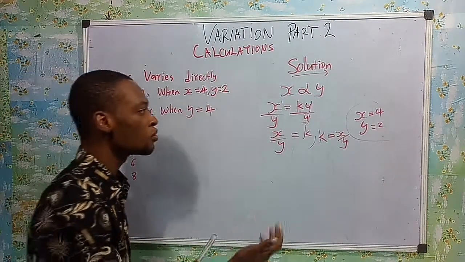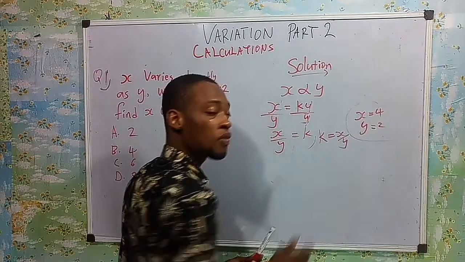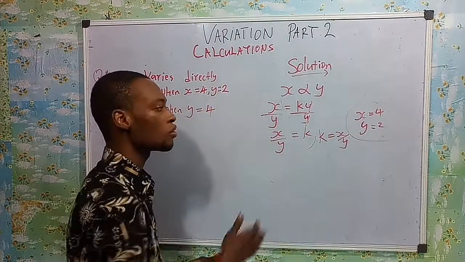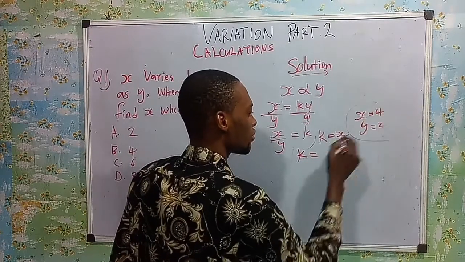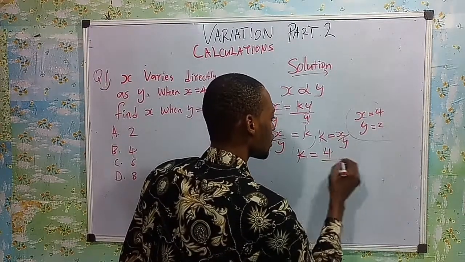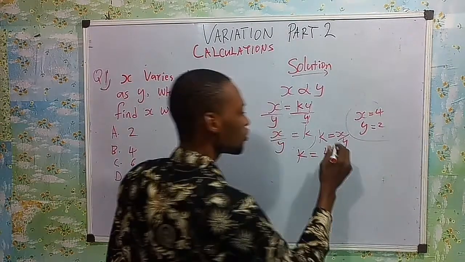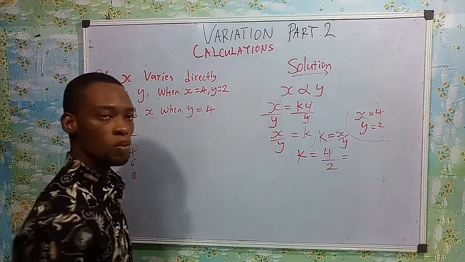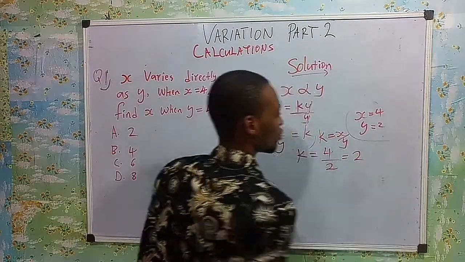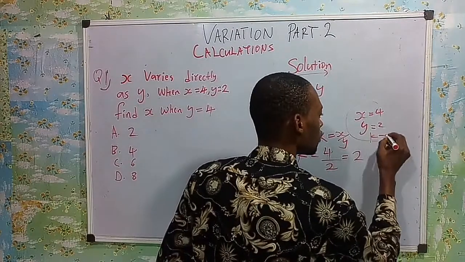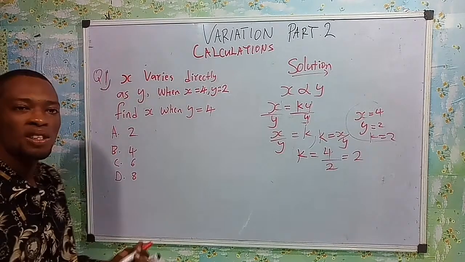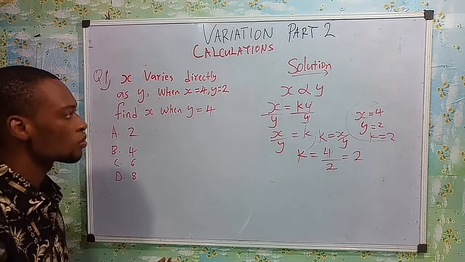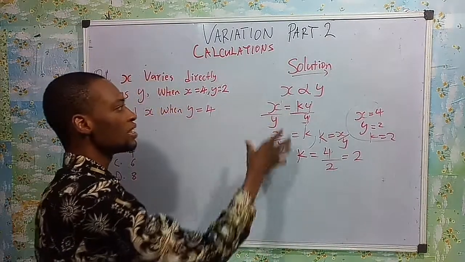So the next step is to substitute. We know that S equals 4 and Y equals 2. So we just come here and say K equals S, which is 4, over Y, which is 2. So 4 divided by 2 will give you 2. So we've gotten K equals 2. And note, K means constant. So anywhere you see K, this is constant.